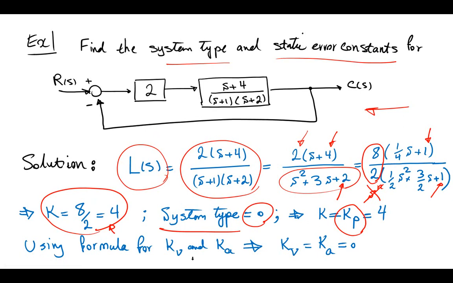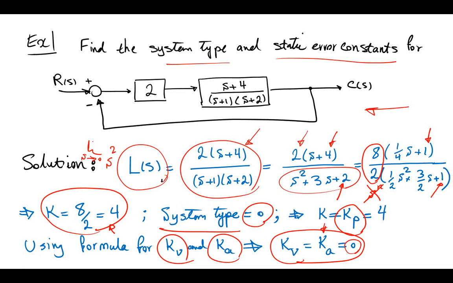So, what about Kv and Ka? We can use the formula. Kv is s multiplied by L of s, its limit when s goes to 0. So if we multiply this thing by s and we calculate the limit as s goes to 0, we end up with Kv equal to 0. Ka is also 0, because if we multiply this thing by s squared and we calculate the limit s going to 0 of this whole thing, we'll end up with Ka equals 0.